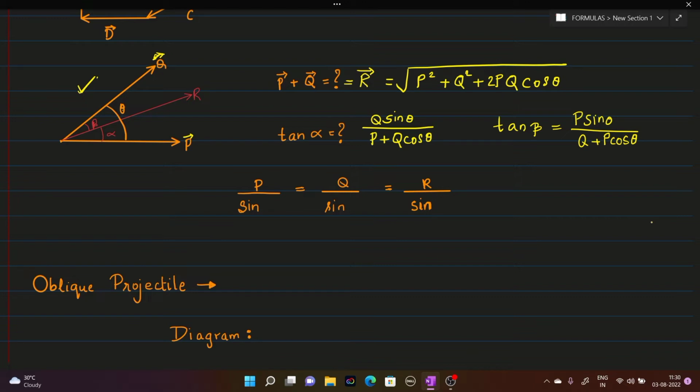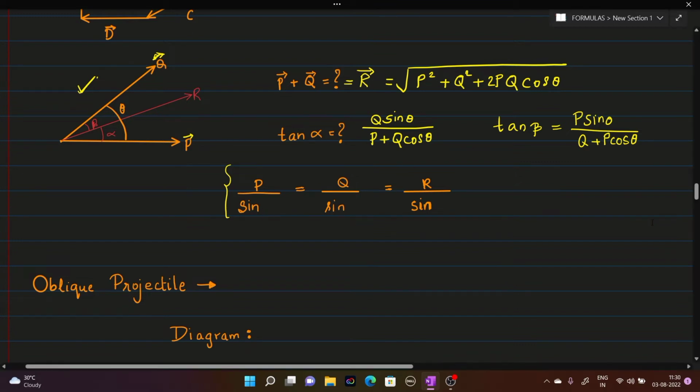After that, many times we can directly solve the question by this identity as well. P upon sine of the opposite angle, that is beta, equals q upon sine alpha, and equals r upon the sine of the entire angle between the two arms, that is theta.